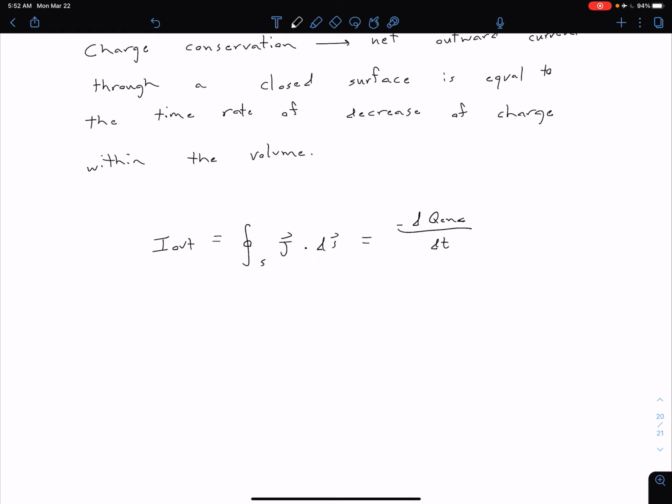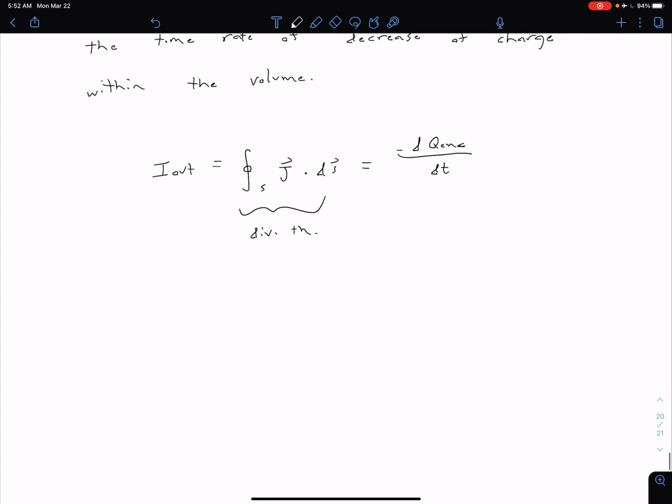All right, so now we're going to adjust this equation a little bit. Let's start with this middle expression here, and let's apply our divergence theorem. Applying the divergence theorem, we can say that this closed surface integral of j dot ds is just equal to the volume integral of our divergence of j, dv. And remember that the volume is the volume enclosed by that closed surface S.